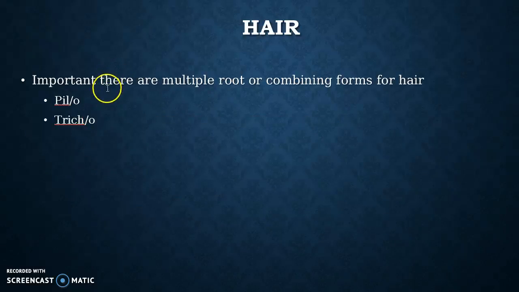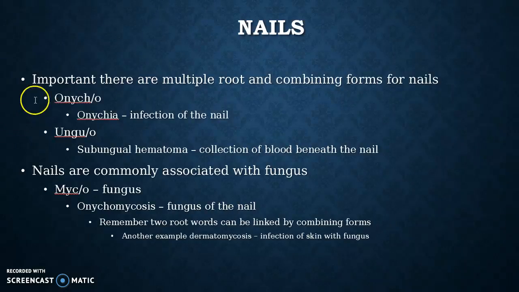Hair is the same way. There are multiple roots and combining forms for hair, pilo and tricho. You need to know and be familiar that those can mean the same thing. The same thing with nails. Onycho and ungo, these are the same, right? Onychia is infection of the nail. Subungual hematoma, collection of blood beneath the nail, right? Subungual, beneath the nail. Hematoma, collection of blood. So, these mean nail, both terms.